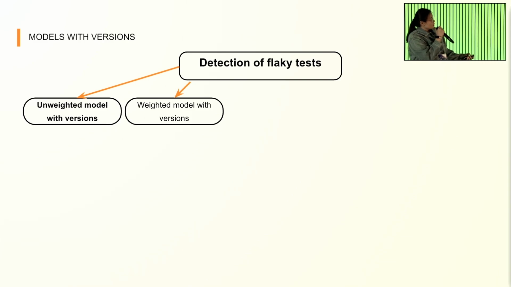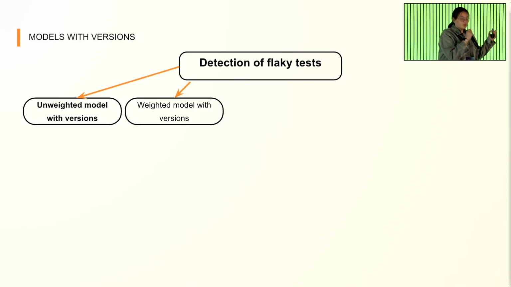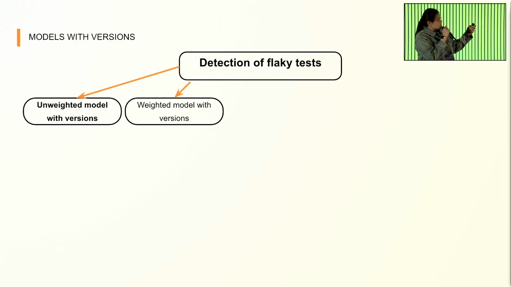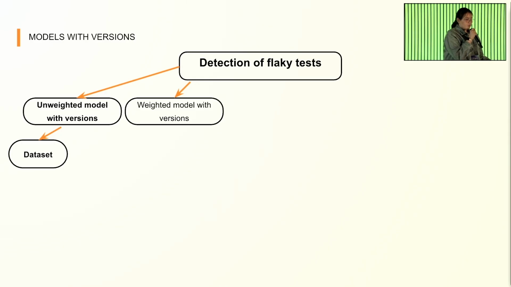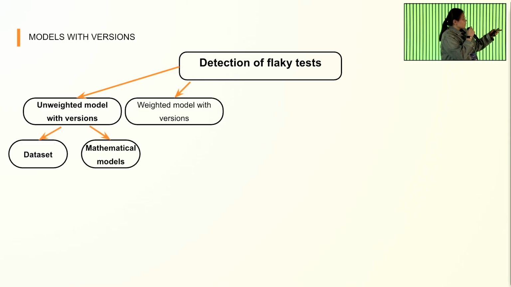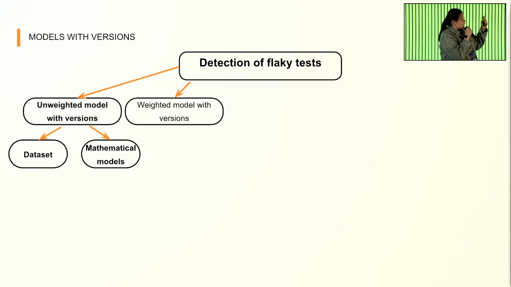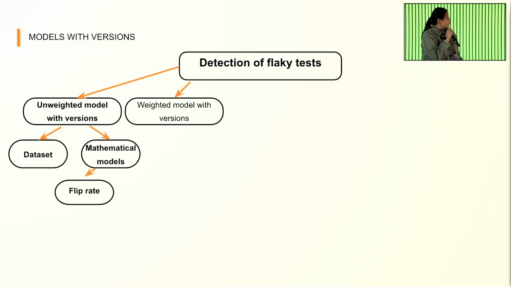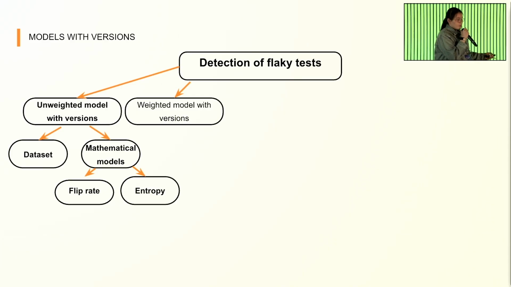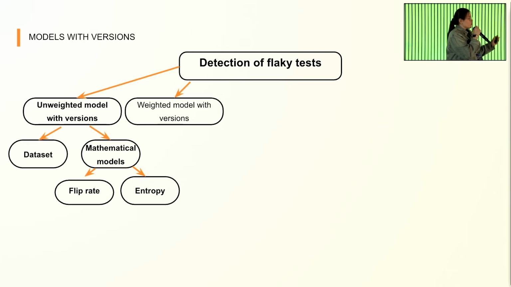So now let's go deeper into the unweighted model with versions details. In order to compute flakiness, we need data, right? So for that reason, we care about the dataset. Then the mathematical models that we are going to apply will help us detect flaky tests. The mathematical models we are going to talk about today are flip rate and entropy. We'll go further into that. It's not that hard, actually. The formula is very simple.